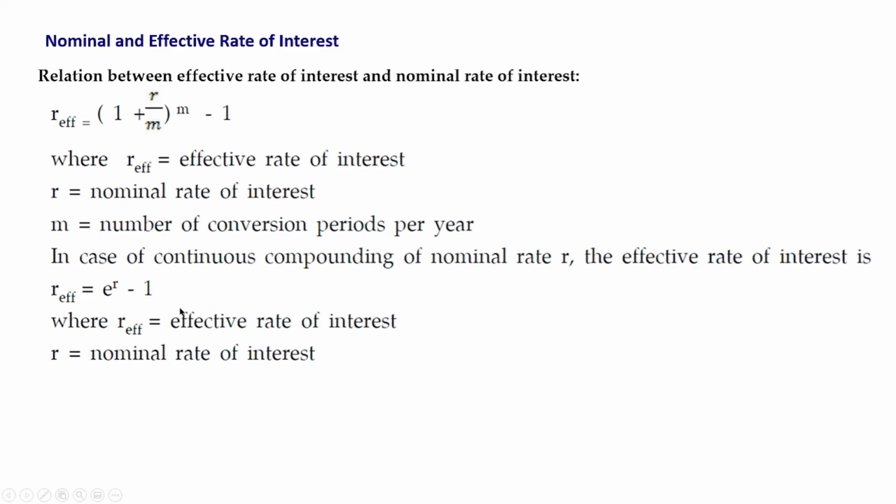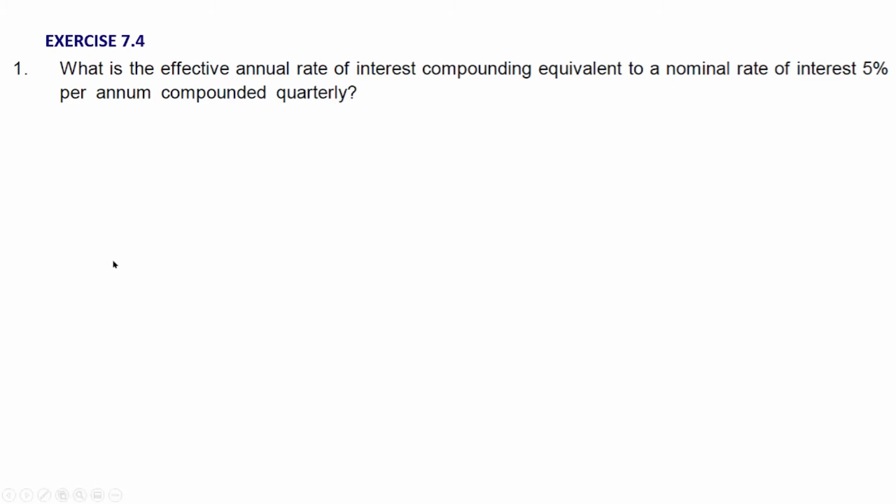Now we will start with the exercise questions. These are the questions from exercise 7.4 of CBSE Handbook. The first question: what is the effective annual rate of interest compounding equivalent to a nominal rate of interest 5% per annum compounded quarterly? Here the nominal rate of interest is given as 5%, and since it is compounded quarterly, we have m equal to 4.